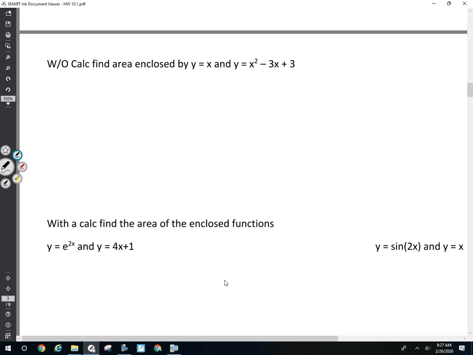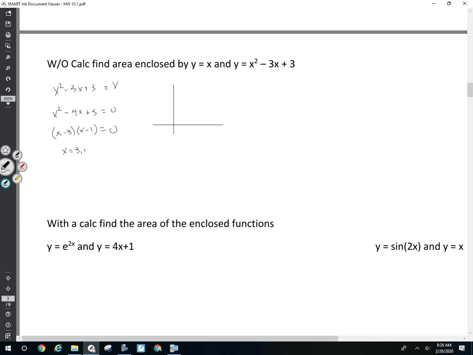Another one without a calculator. Find the area enclosed by y equals x and y equals x squared minus 3x plus 3. Okay, so again, find the intersection. Get 1x squared, subtract an x, so that's minus 4x plus 3. It's going to be x minus 3, x minus 1, so 3 and 1.